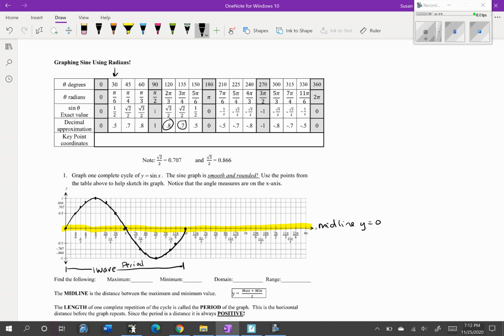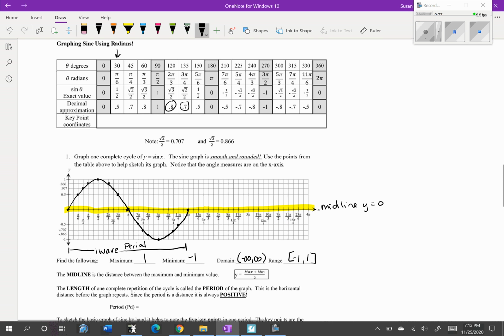So it says find the following, the maximum. If we look at our graph, you can see the maximum's at 1, the minimum's at -1. Your domain, your graph, you can go infinitely many times around your circle. So the domain would be all real numbers, -infinity to infinity. And the range, of course, is from -1 to 1 for the highest and the lowest.